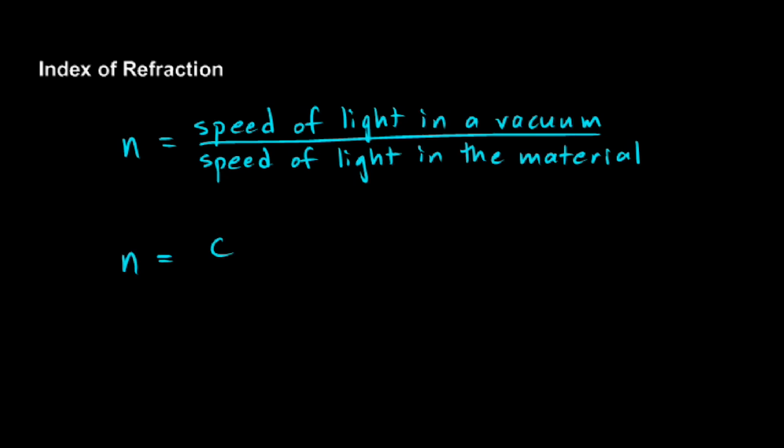N is equal to C, that's the speed of light in a vacuum, divided by V, where V is the speed of light in that particular material. And here's a simple example showing the use of that equation. Suppose we're told to find the speed of light in water. Well, the equation is N equals C over V. C is the speed of light in a vacuum. V is the speed of light in water. That's what we're looking for. And N is the index of refraction for water.